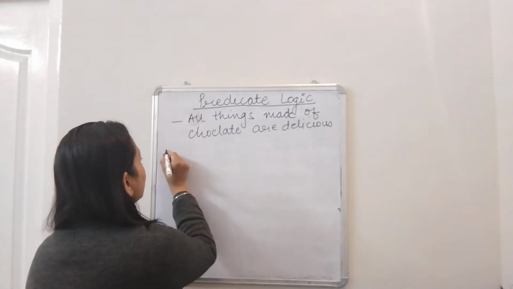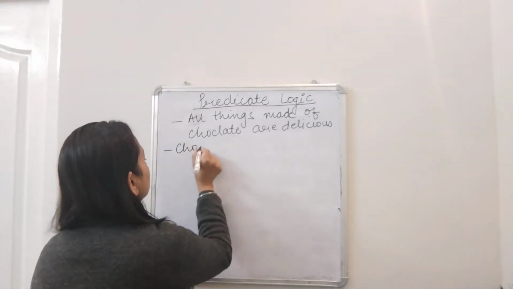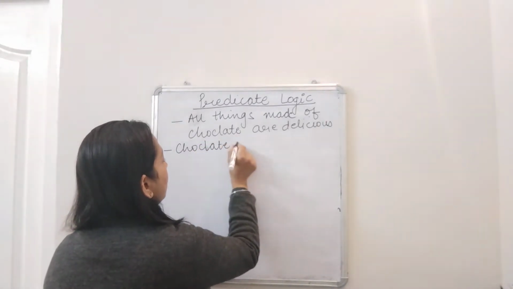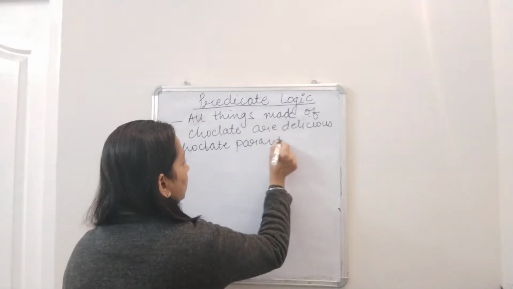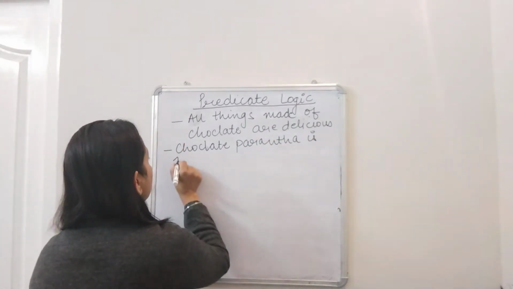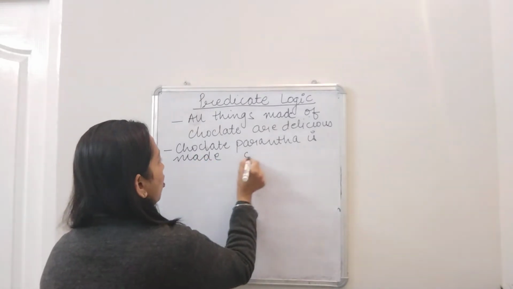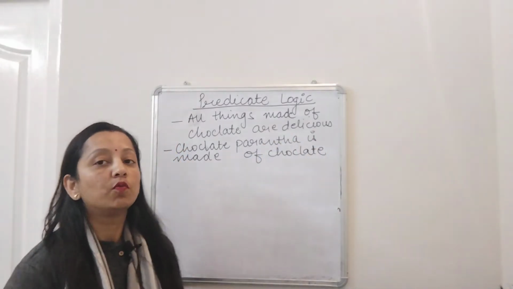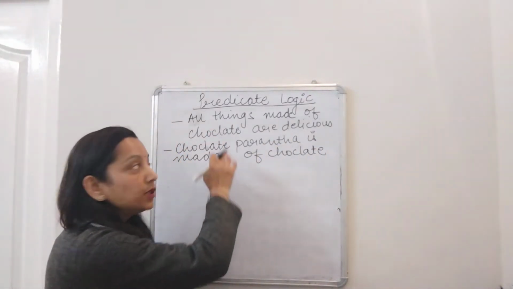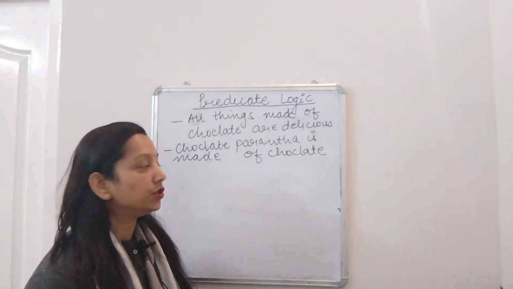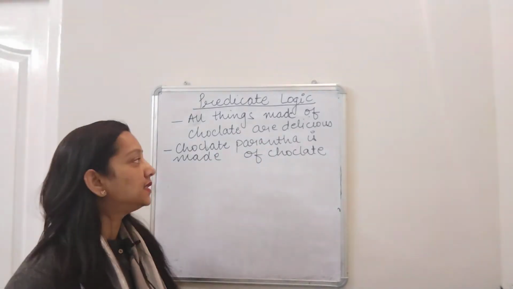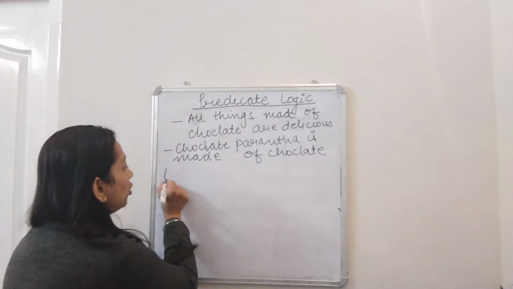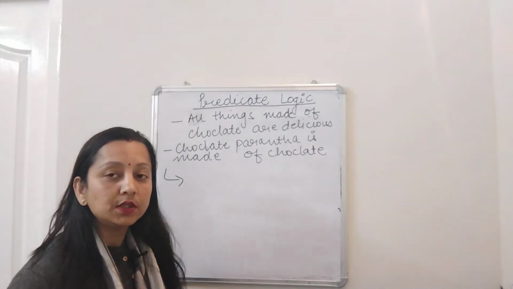Then I say chocolate paratha is made of chocolate, right? So in one statement I say that all things made of chocolate are delicious, and then following that statement I say that a chocolate paratha is made of chocolate. Now does it follow that a chocolate paratha is delicious?